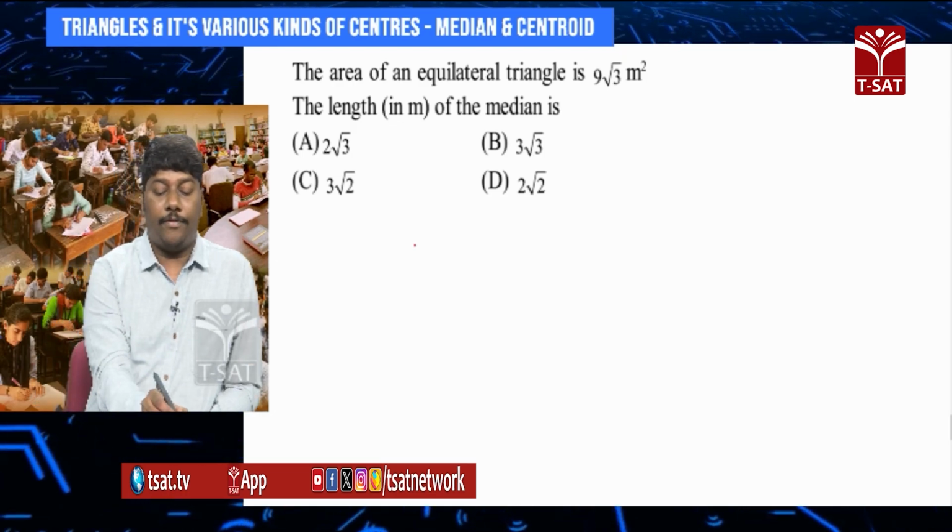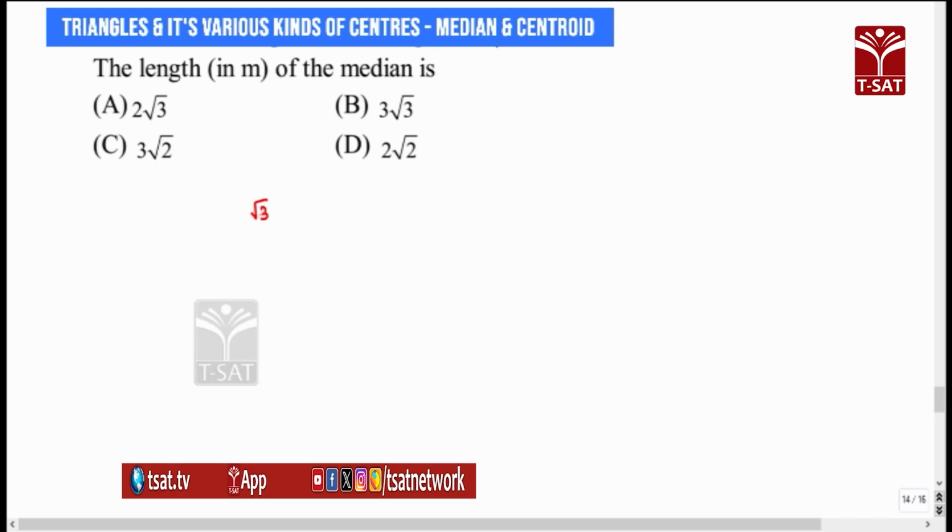First of all, area of an equilateral triangle is √3/4 a square, where a means the side of an equilateral triangle, and the area is 9√3. Therefore, a square is equal to 36, √3 cancels. A is equal to 6. The height or the median of an equilateral triangle is √3/2 a, which is equal to √3/2 into 6. Answer is 3√3. So, length of median is 3√3.